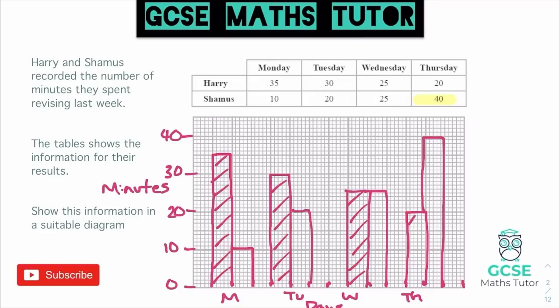And drawing that in nice and neat, not forgetting to shade Harry in. And then somewhere on your graph or to the side of the graph, you're going to want to draw a key. I'm going to do it over the top of the graph just because I'm limited on my space, but I'd normally draw it to the side.